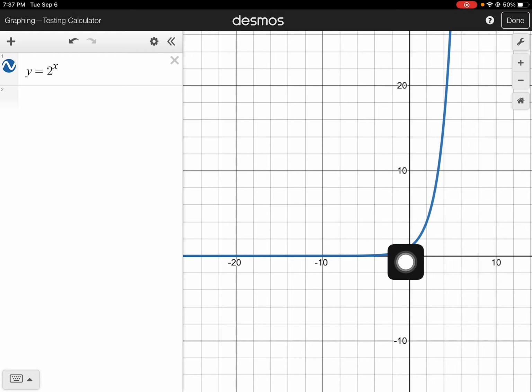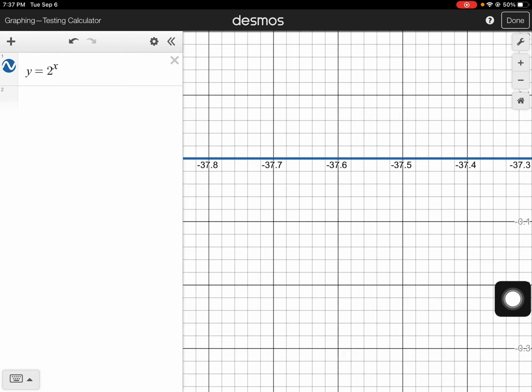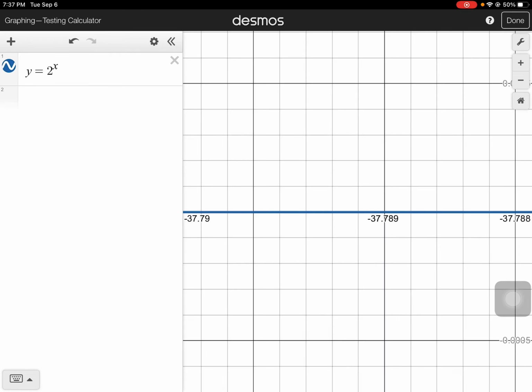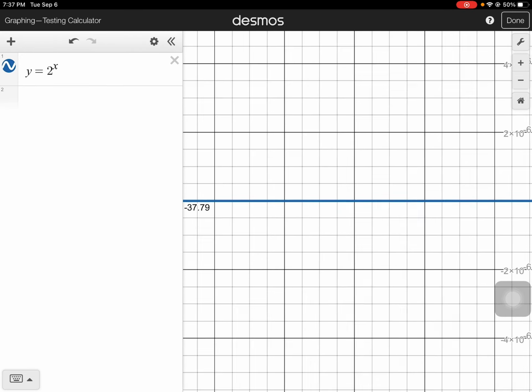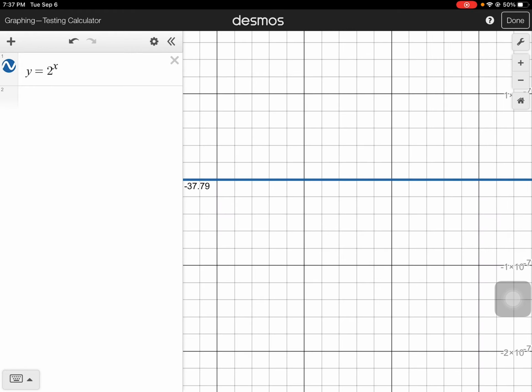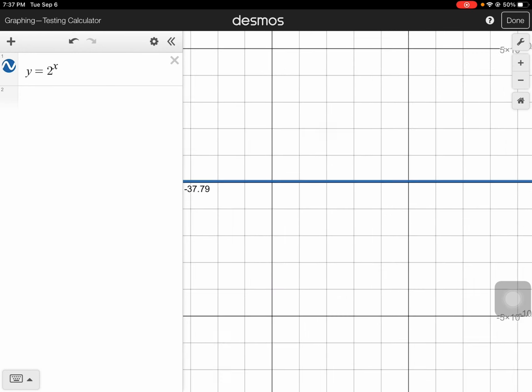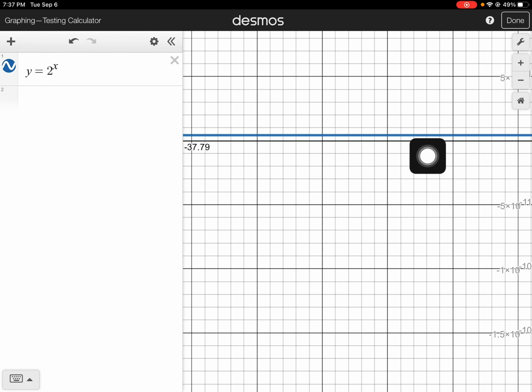So this is the origin, this is 0, 0, and it looks like it lays right on top of the x-axis. But if I zoom in and I keep zooming in, it's almost there, I think. If I keep zooming in, I need to keep going because I'm too close to that side. Okay, sorry, keep zooming in. You'll notice, finally, that it doesn't actually touch the x-axis.